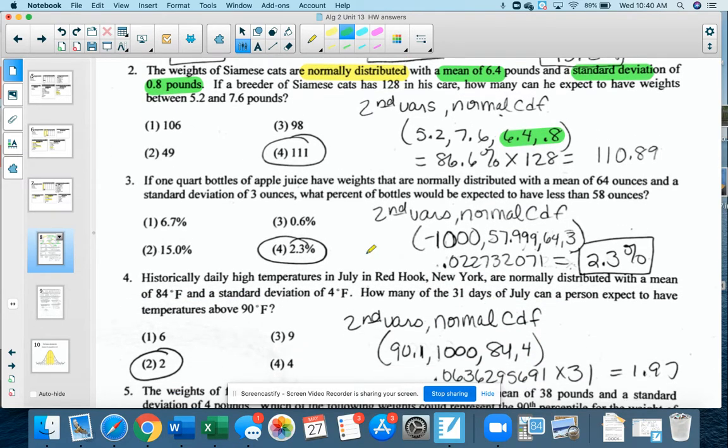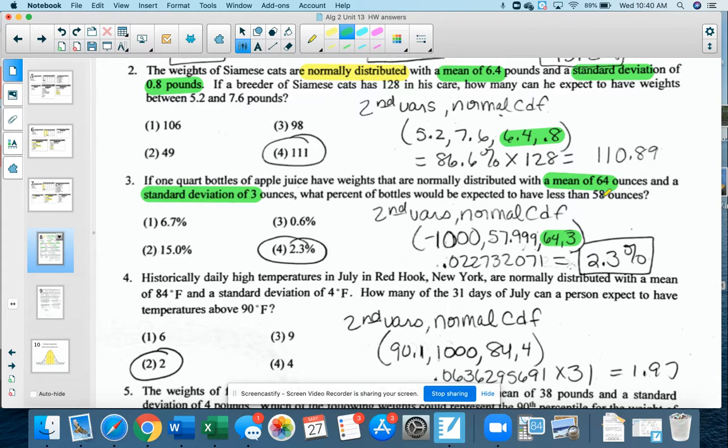Number 3, I have a quart of apple juice. The weights are normally distributed. I have a mean of 64. I have a standard deviation of 3. So those are going to be right there. What percent of the bottles would have less than 58 ounces?